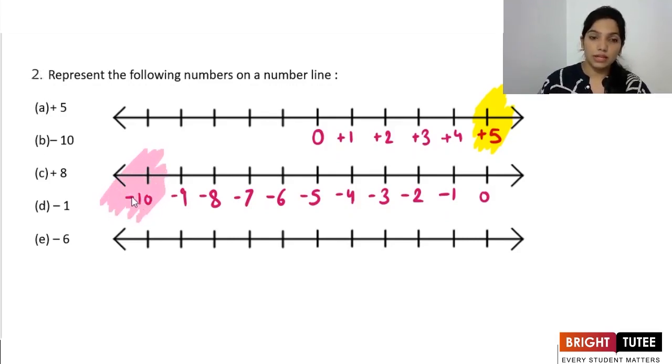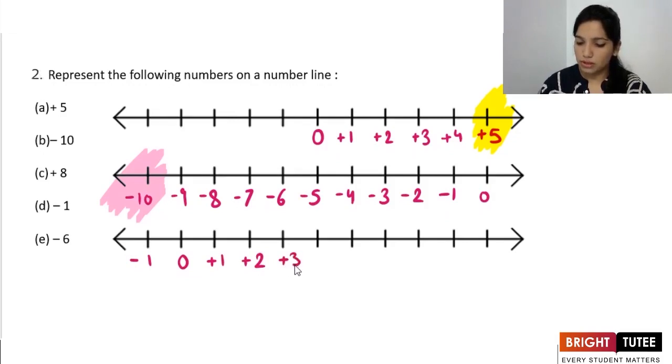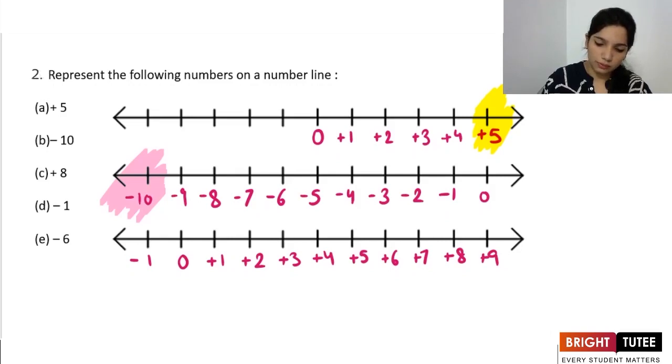Now in the next one, it says plus 8 on the number line. So let me use this number line here, and I'm starting from here, 0. So this is minus 1, this is plus 1, plus 2, plus 3, plus 4, plus 5, plus 6, plus 7, plus 8, plus 9. And we were supposed to mark plus 8. So this is where you see plus 8 on the number line, right?